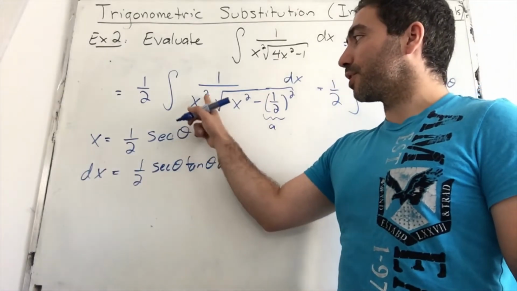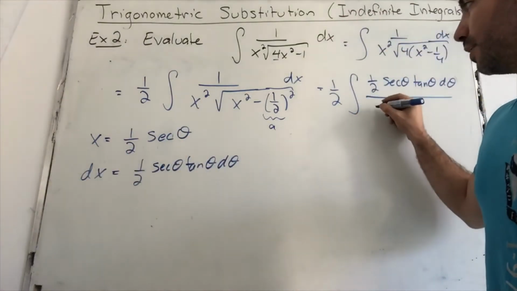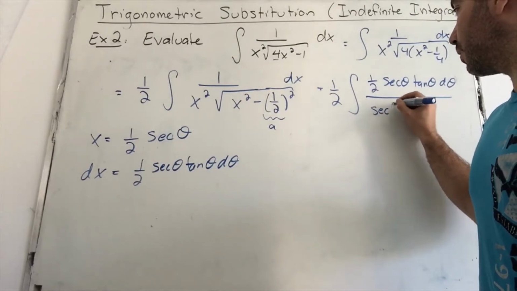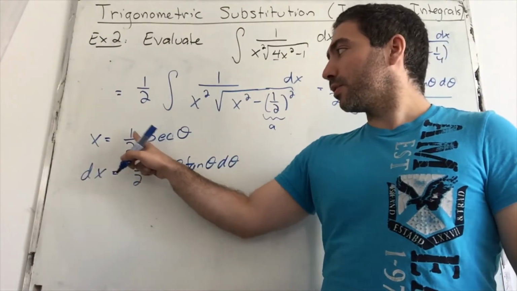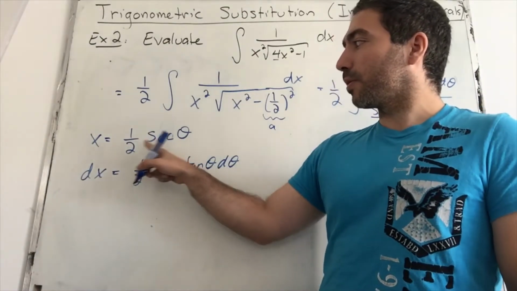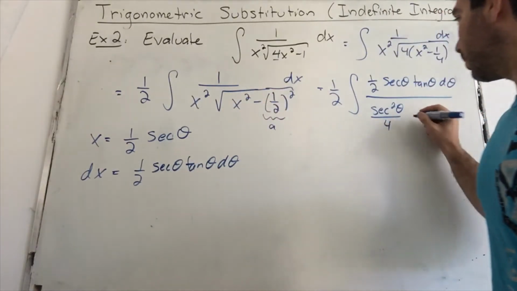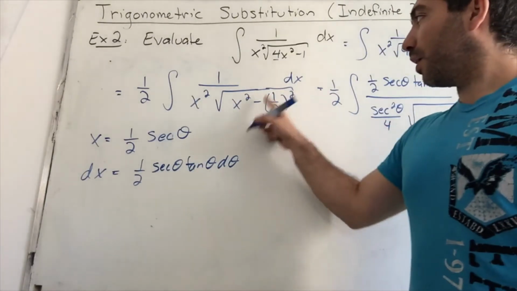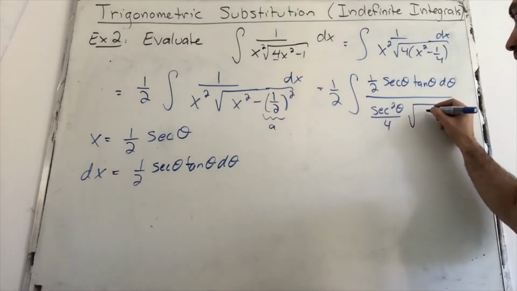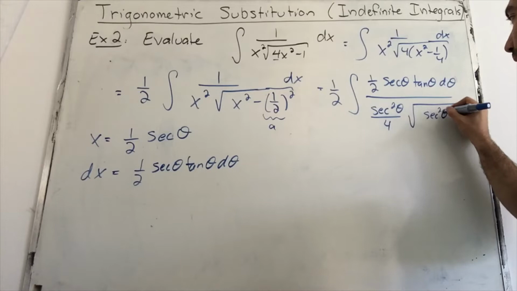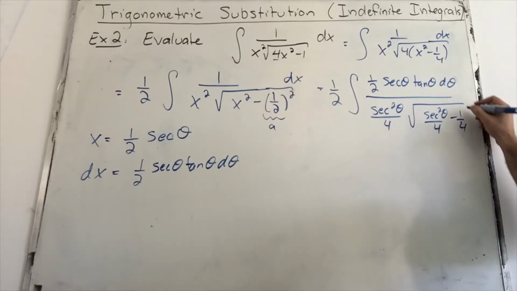On the bottom we have x squared, so x is equal to a half secant theta. So x squared is equal to secant squared theta over 4, because I'm squaring both sides. So secant times secant is secant squared, and a half times a half is a quarter. And inside the root, we have the x squared again, the same thing: secant squared theta over 4 minus a half squared, which I could write as minus a quarter.